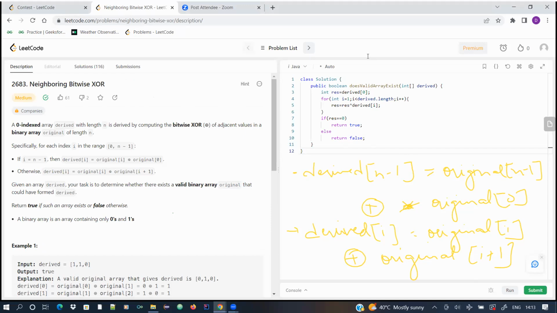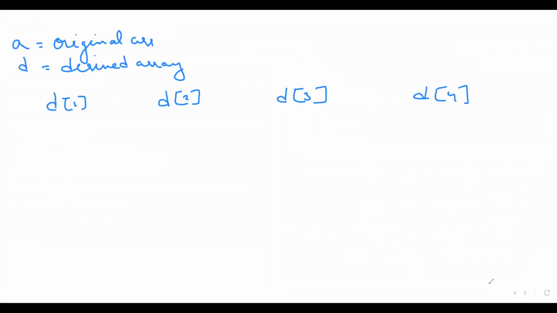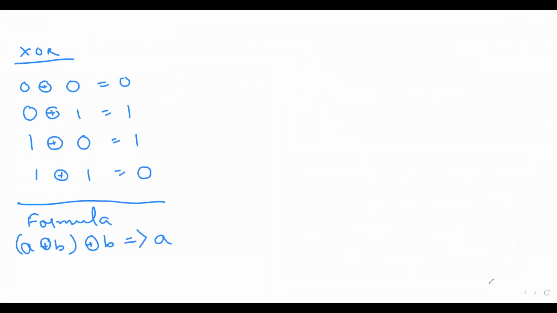So moving on to how the XOR operator works: 0 XOR 0 will give you 0, 0 XOR 1 is 1, 1 XOR 0 is 1, and 1 XOR 1 is 0. So basically whenever we have similar values, it returns 0, and whenever we have dissimilar values, 0 and 1 or 1 and 0, it will return 1. And this question is simply based on this formula.